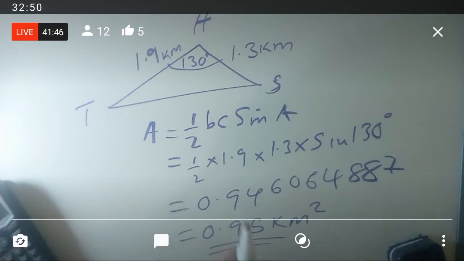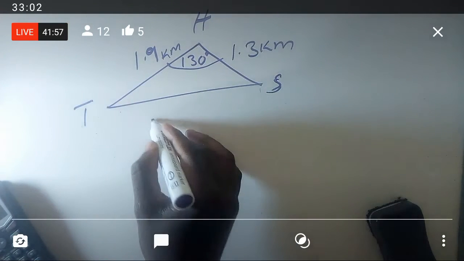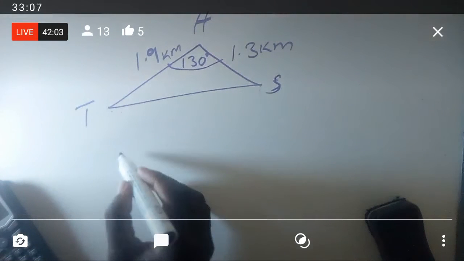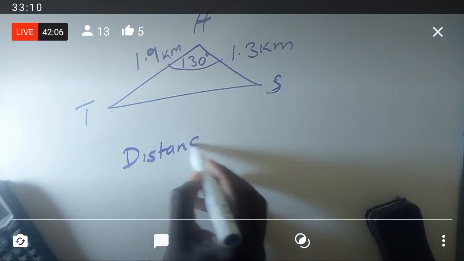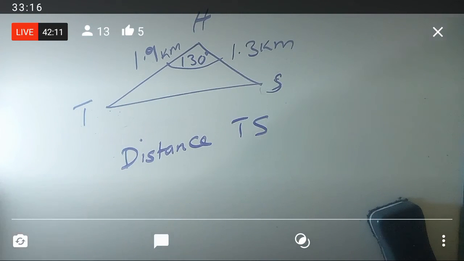Okay, so the next question says we need to find the distance TS. So let's try to find distance TS. This is where you need to think, which rule am I supposed to use, cosine or sine rule? Remember, for those who started earlier, I explained how to know whether you need to use sine or cosine rule.